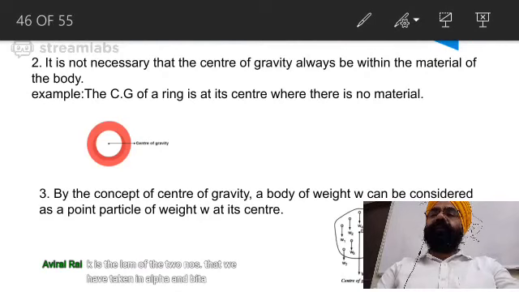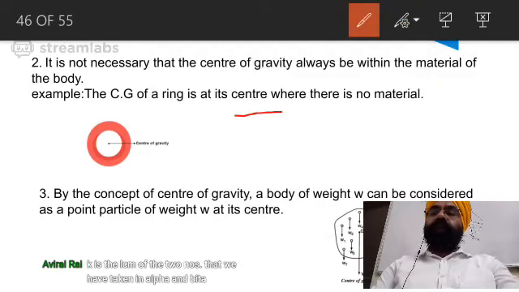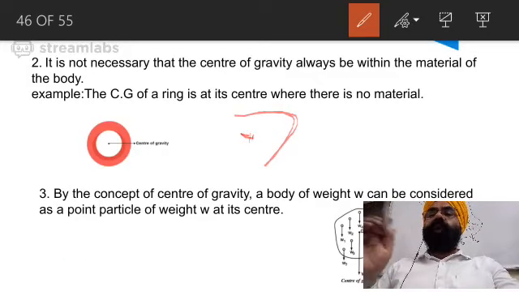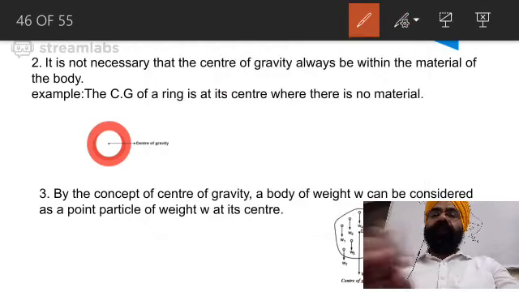You must have seen a boomerang. A boomerang looks somewhat like this, and its center of gravity also is in the air in front of it. It's not in the material of the boomerang. We move forward. Last one.